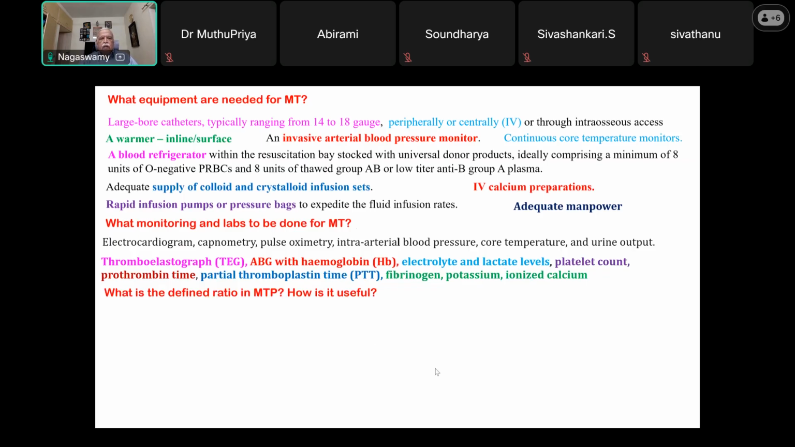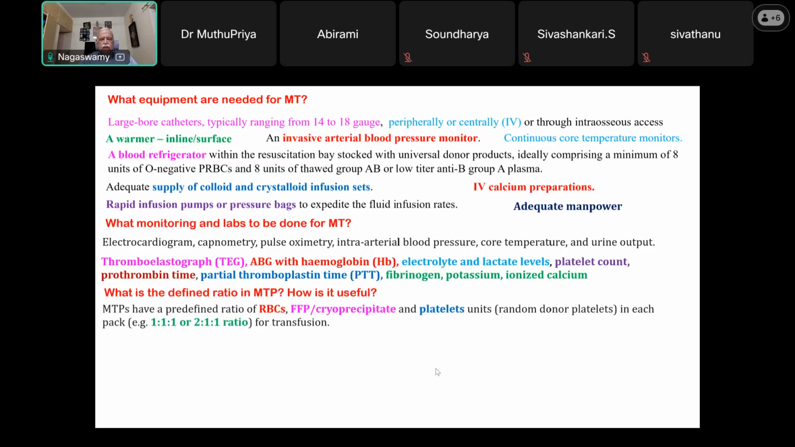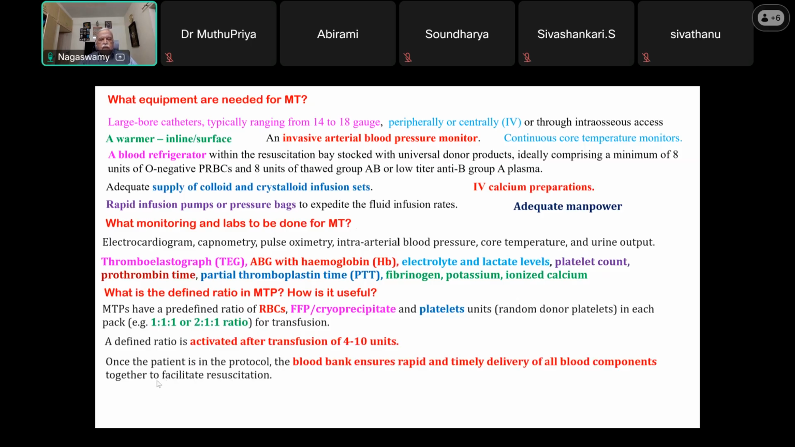And what is the defined ratio in MTP? How is it useful? Usually it is a combination or a ratio of RBC to FFP or cryoprecipitate and platelets. These are the three important components which are given at a particular ratio of 1:1:1 or 2:1:1, depending upon the values of hemoglobin and other things. And usually it is activated after transfusion of 4 to 10 units in an emergency.